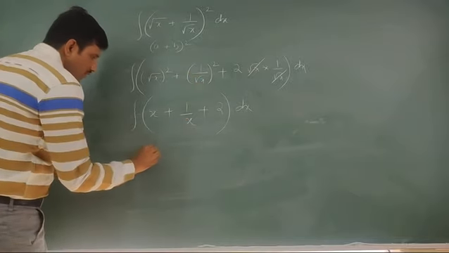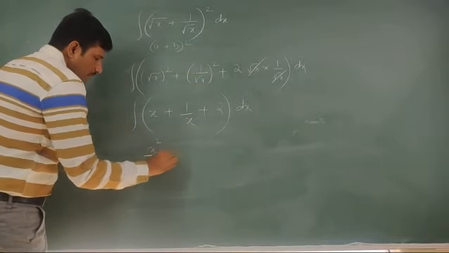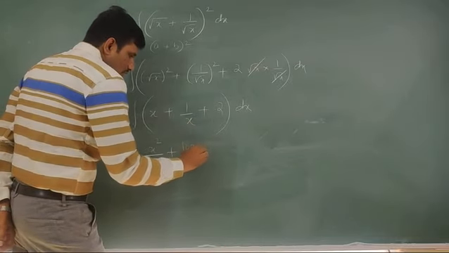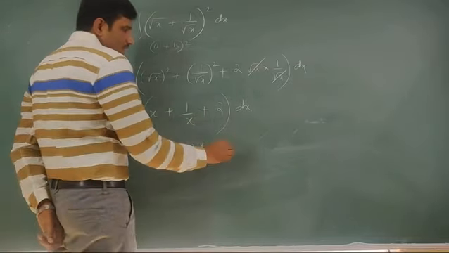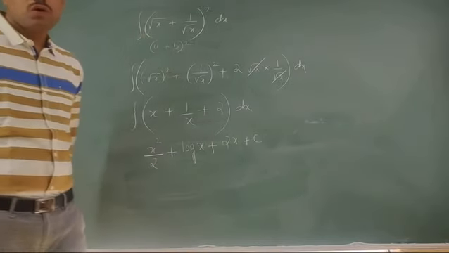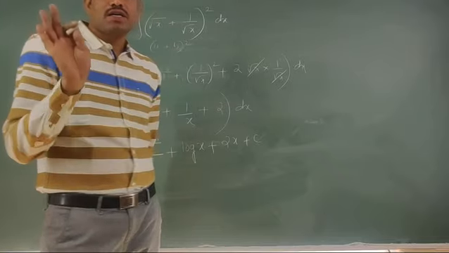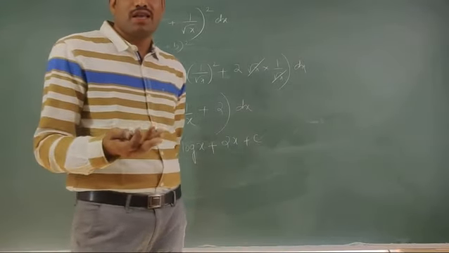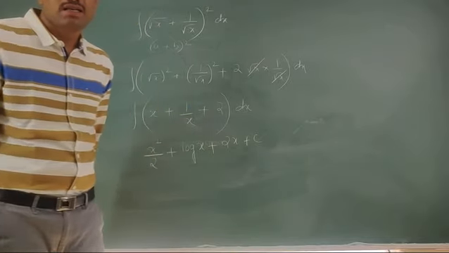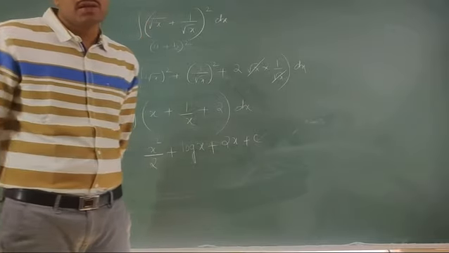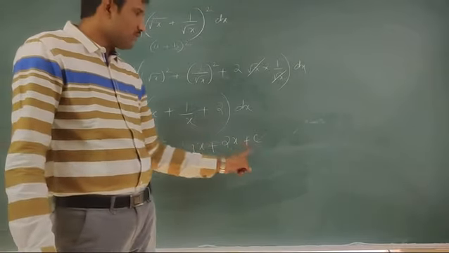So integration of x is x square by 2. Integration of 1 by x is log x. Plus integration of 2 is 2x. Already told you, integration of any constant is that constant into x. Integration of 2 is 2x, integration of 3 is 3x, integration of 10 is 10x. Integration of a, any constant, is ax. So integration of 2 is 2x, plus.